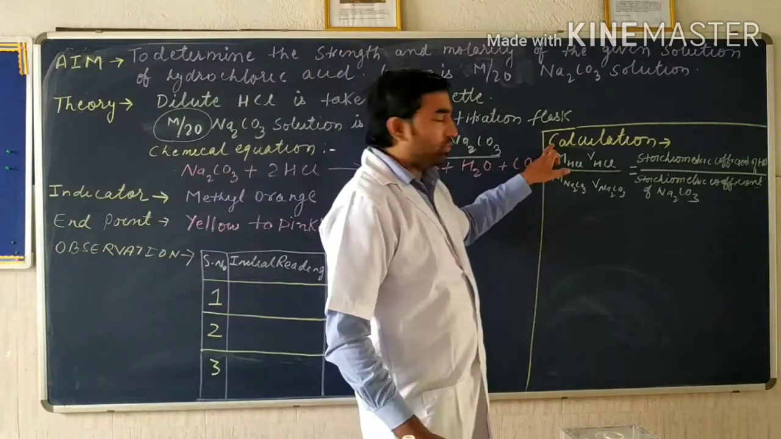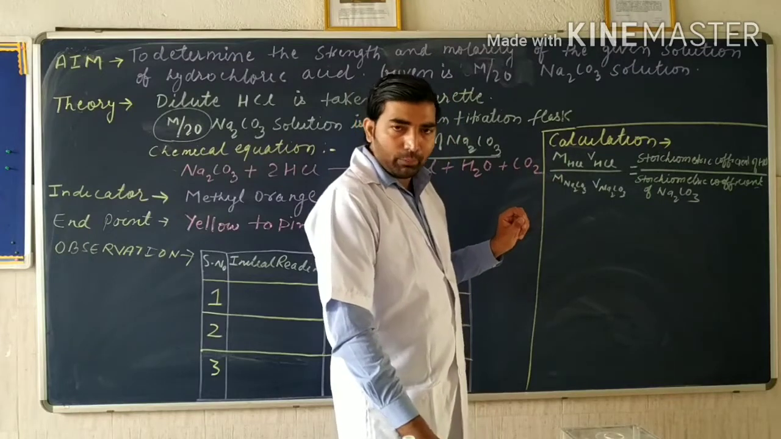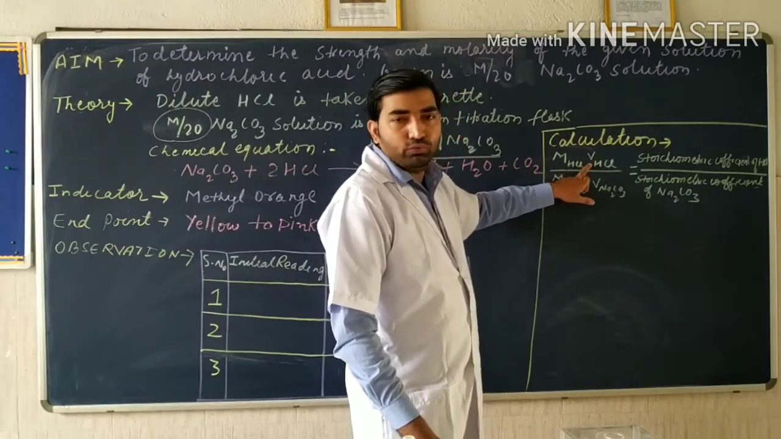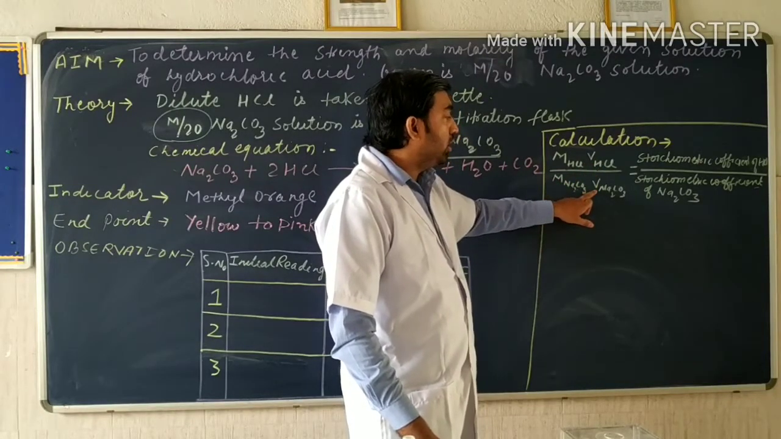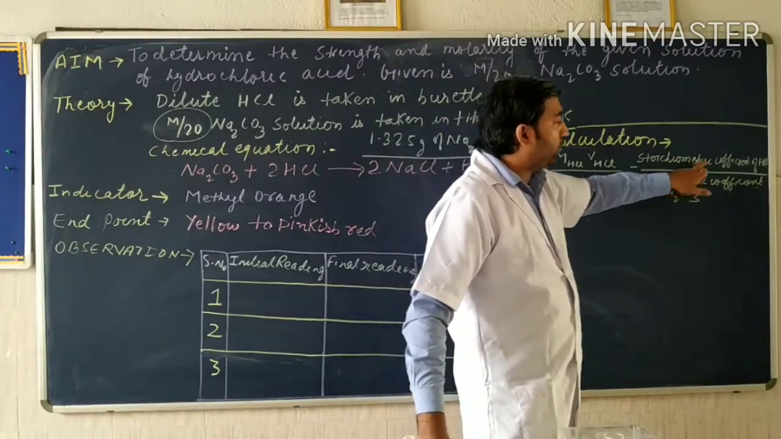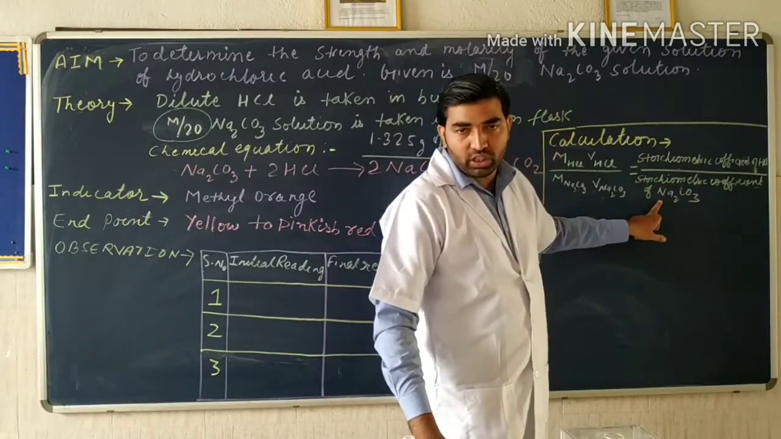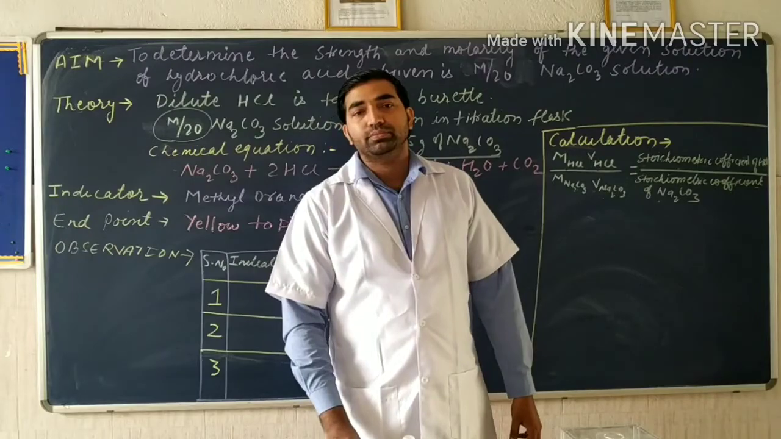Now move to the calculation point. For calculation, we write M1V1 is equal to M2V2, which is here molarity of HCl into volume of HCl divided by molarity of sodium carbonate into volume of sodium carbonate, which is equal to the stoichiometric coefficient of HCl over the stoichiometric coefficient of Na2CO3 in the balanced chemical equation. Okay?